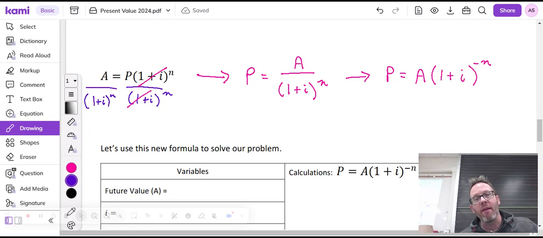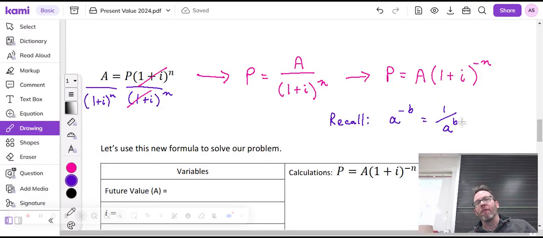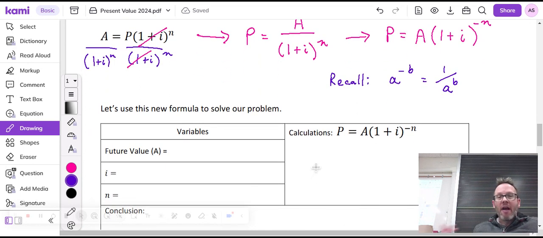And since I have the space, I might just add in, recall, a to the power of negative b, this is from last unit before the break, is like 1 divided by a to the power of b. We'll just use that in reverse. Why do we do that when A divided by 1 plus i to the power of n would work just fine? Honestly, it's just to maintain a similar structure to what you've already been doing. So that's it. That's the new thing. We can now do new types of problems where we want to find a present value.